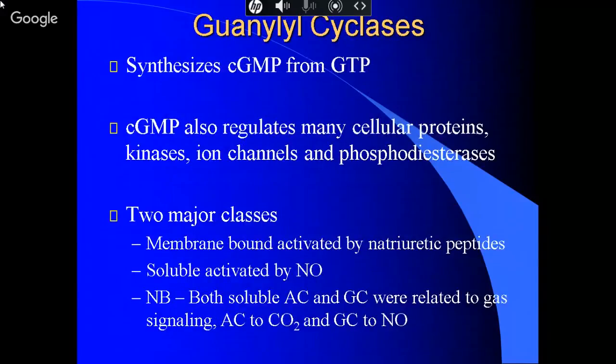Let's turn our attention to cyclic GMP. We have plenty of time, probably more than halfway through already, because we can build on what we learned, although there are some important differences here. First of all, just like with cyclic AMP, you make cyclic GMP from GTP. The cyclic GMP also regulates lots of proteins, kinases, ion channels, and phosphodiesterases. You have two major classes of cyclic GMP activated proteins.